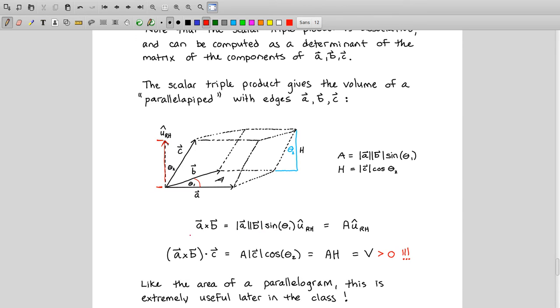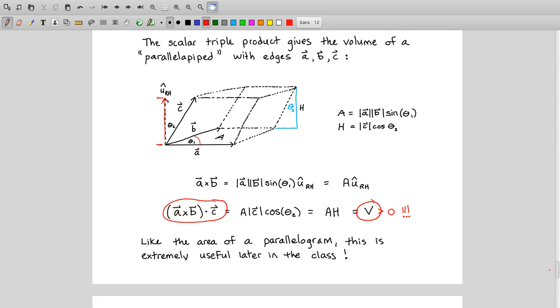Now, the cross product, A cross B, equals magnitude A, magnitude B, sine theta 1, times u right hand. That's just the area times u right hand. So we could write A cross B dot C is the area times magnitude of C times cosine theta 2. That's just area times height, which is a volume. So this scalar triple product, A cross B dot C, gives us the volume of a parallelepiped. Again, you would never imagine that this is an important thing, but it turns out it's extremely useful in computing things called volume integrals that we'll talk about later in the class.